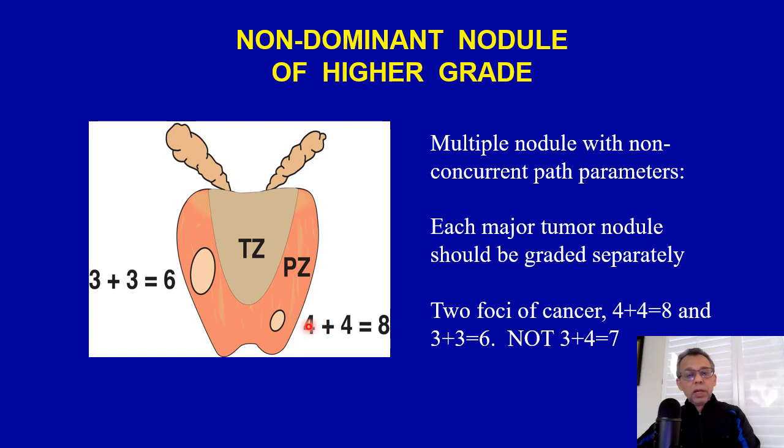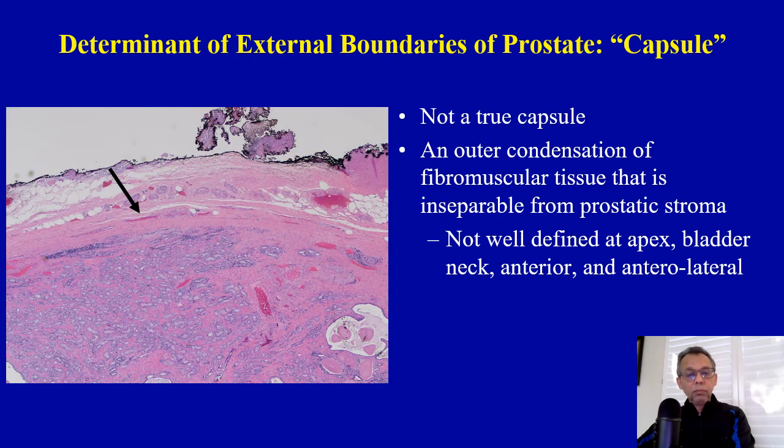Very infrequently, you may deal with a non-dominant nodule or non-index tumor of higher Gleason score. In that particular setting, it is important to document all multifocal tumors and separately mention the Gleason score of the non-dominant nodule as well as the dominant nodule. But again, it is very important that you do not dilute the Gleason score in this type of setting.